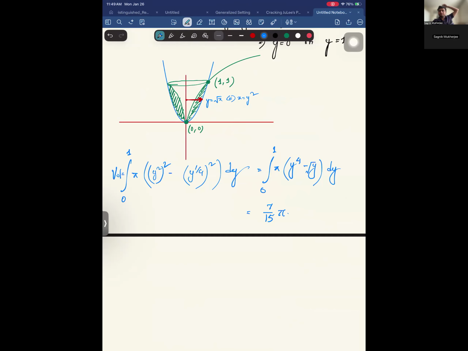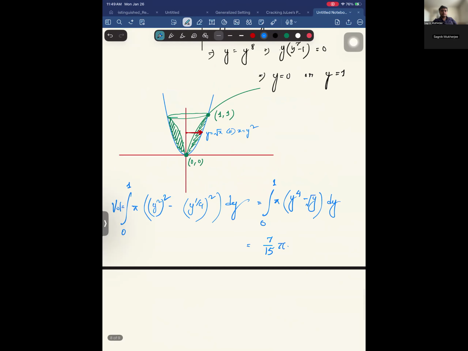So that's it. That's all you need to know about functions of rotation around the y-axis. Exact similar theory. Let me see if I can do one more problem.